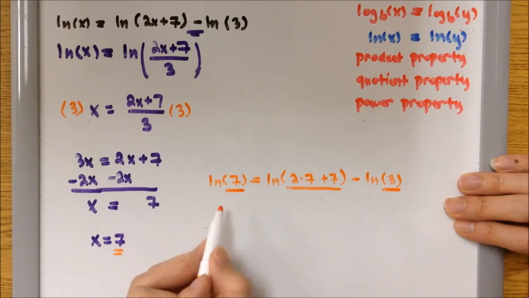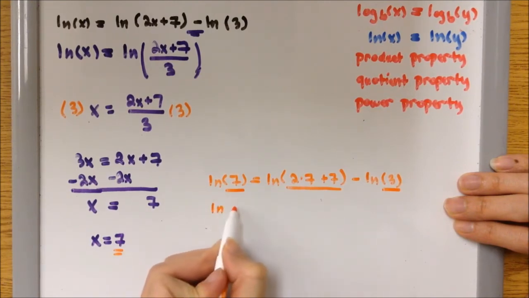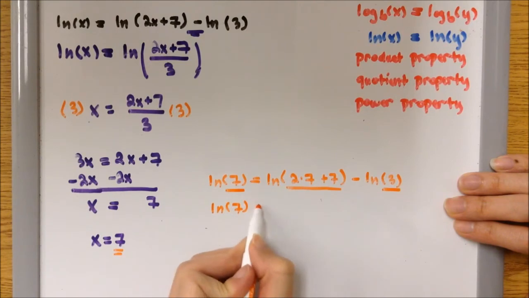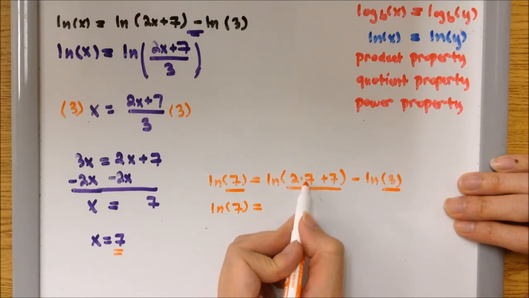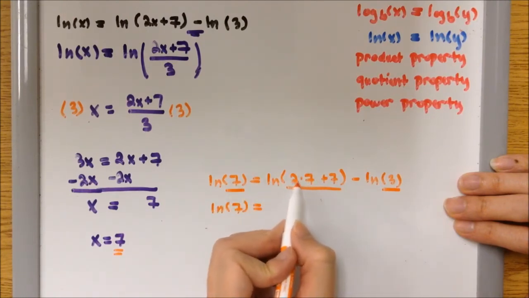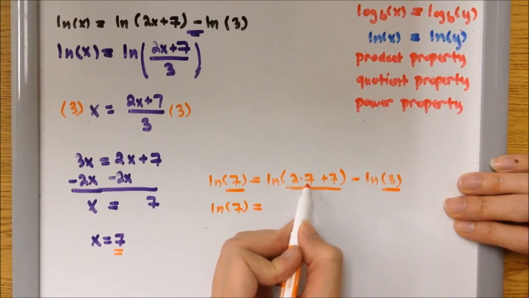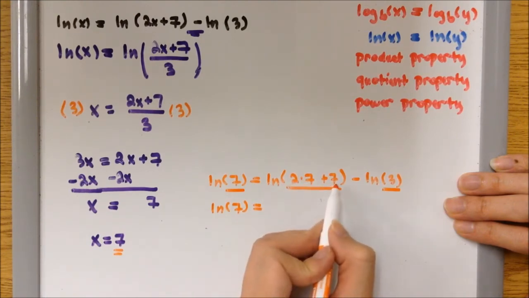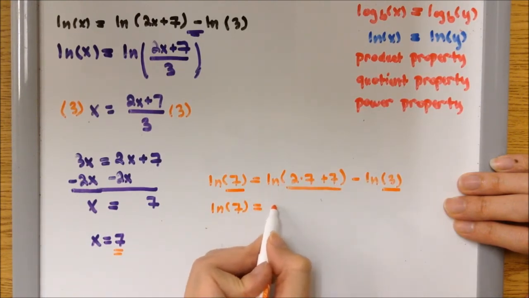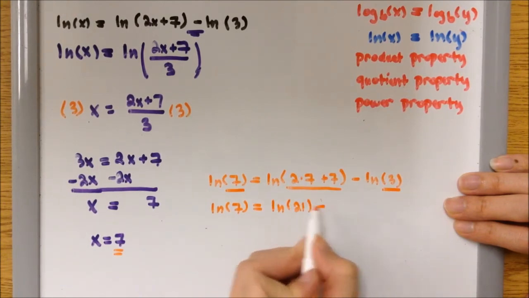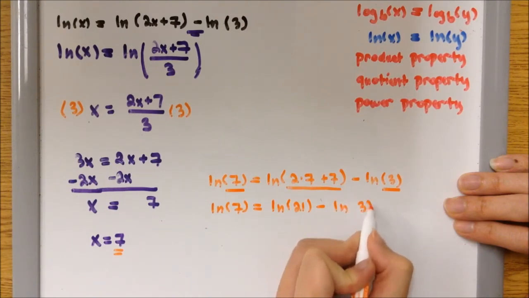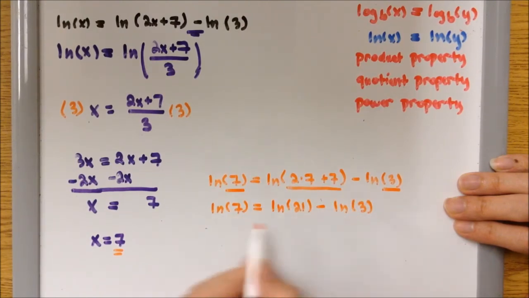So on my left is natural log of 7, so that's okay. I'm going to bring that one down. And then starting with the right side, natural log of 2 times 7 plus 7. So according to PEMDAS, I'm going to work with multiplication. 2 times 7 is 14. And then 14 plus 7 is 21. So it's going to be natural log of 21 minus natural log of 3. So again, the numbers inside the parentheses are still good. They are more than 0. So we don't have to worry about any no solution.